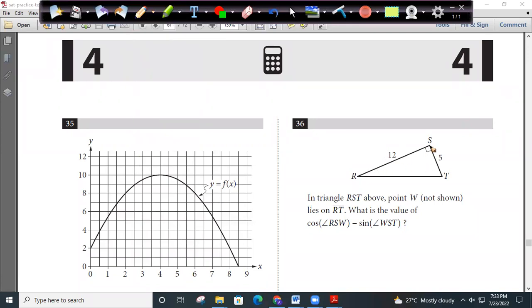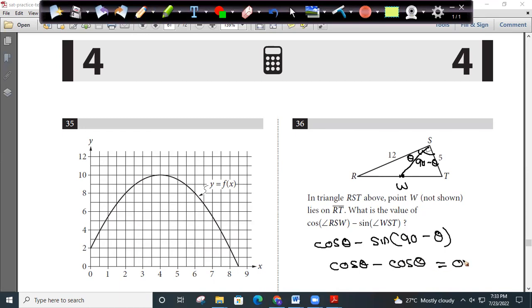In triangle RST above, W is not shown on the line RT. So let this be point W. Now they're asking what is cos of RSW. Just join S and W. If this angle is theta, this angle becomes 90 minus theta because the total angle is 90. What is the value of cos RSW? Cos theta minus sine of WST, which is sine of 90 minus theta. So cos theta minus sine of 90 minus theta is cos theta. Cos theta minus cos theta is 0. So 0 should be my perfect answer. Who got 0? See, it takes hardly 2 steps to answer this question.